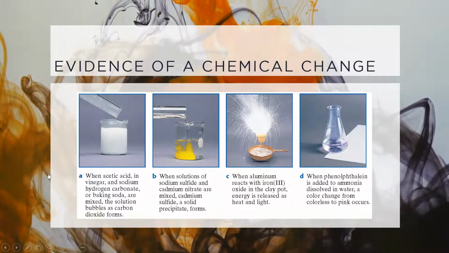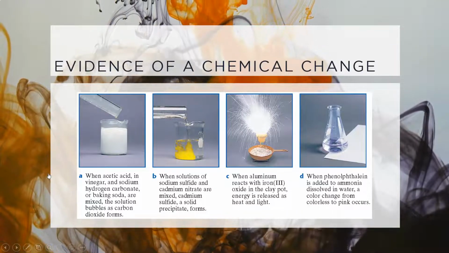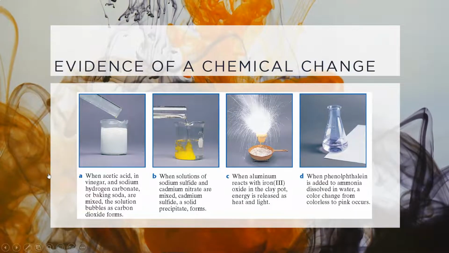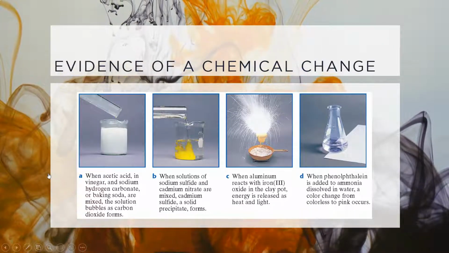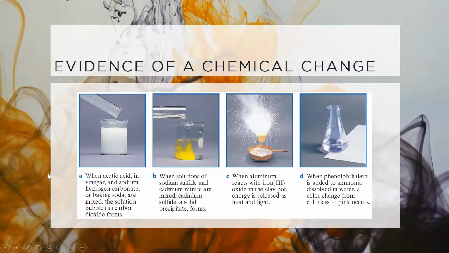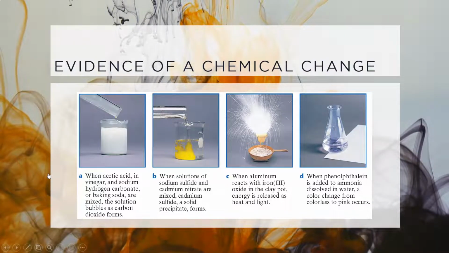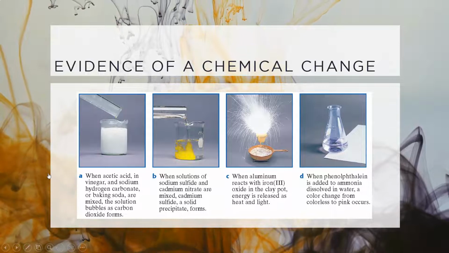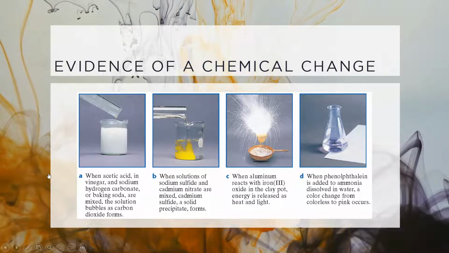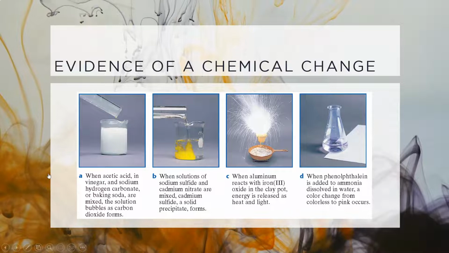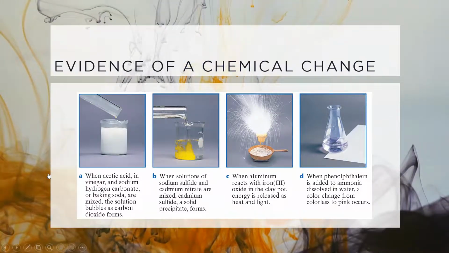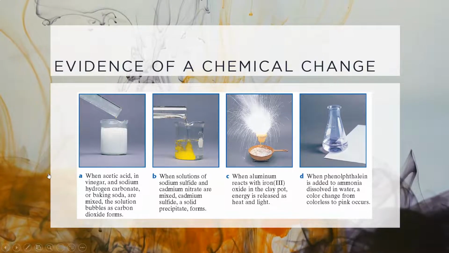The second picture, you actually started with two clear solutions, and when you mix them together, you ended up with a yellow salt. It was a solid that formed from the mixing of the two solutions. We call that a precipitate, kind of like precipitation is where the word comes from, precipitate. The third one is actually a thermite reaction. You see a lot of heat and light being formed there when aluminum reacts with iron 3 oxide.